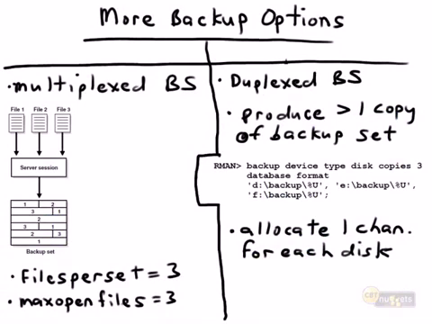A possible point of confusion among some Oracle backup administrators is the issue of plexing backup options. Now, they're perplexing for sure, but we're going to straighten that out right now. Specifically, we're talking about the difference between a multiplexed backup set versus a duplexed backup set. Let's look at duplexed first because it's easier to understand. A duplexed backup set is just a redundant copy of a backup set.